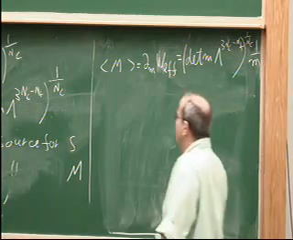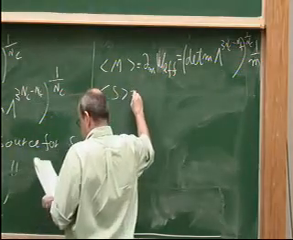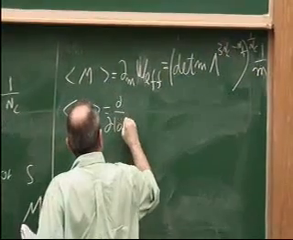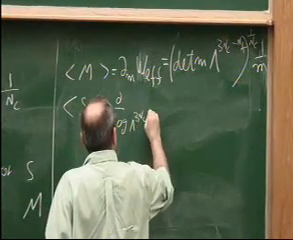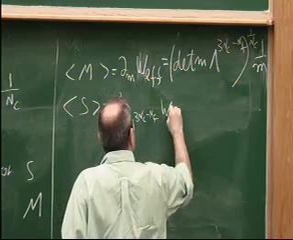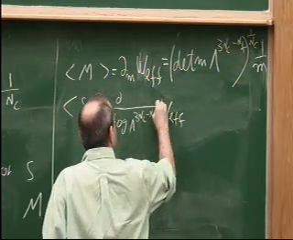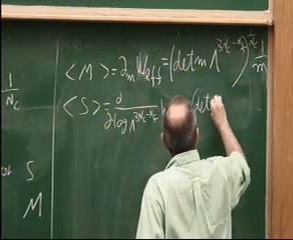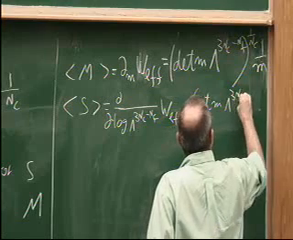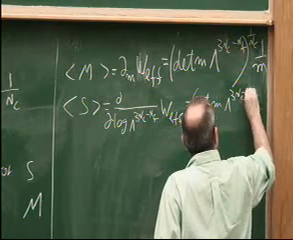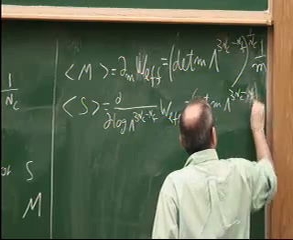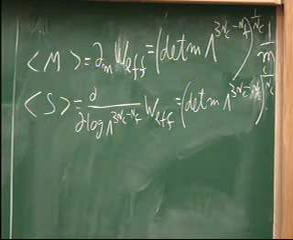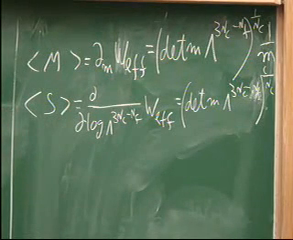And similarly, the expectation value of S is d by d log of this lambda to the 3NC minus NF of W effective, which is that M lambda to the 3NC minus NF to the 1 over NC. And we can also write an effective superpotential.